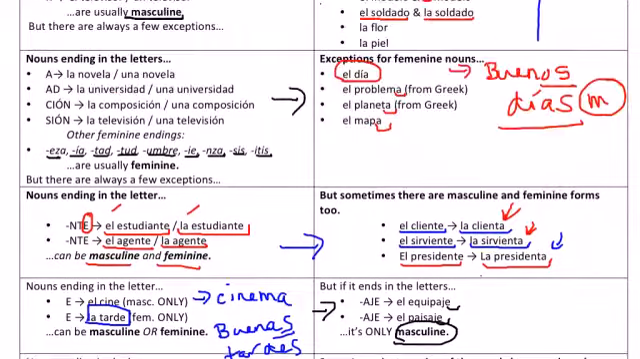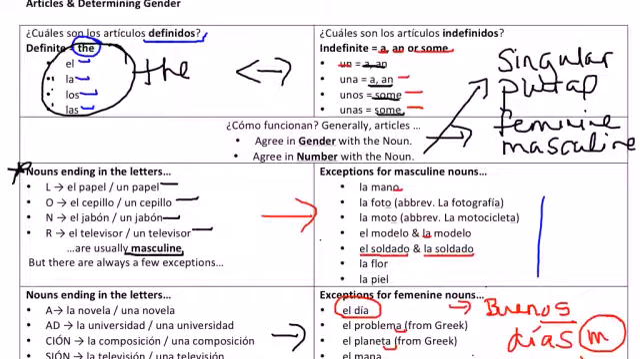Hopefully, this explanation on gender of nouns will help us figure out how to express things, nouns, especially nouns, articles, and adjectives in Spanish. And on the next installment, we'll talk about singular and plural.